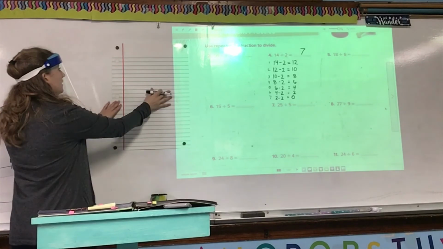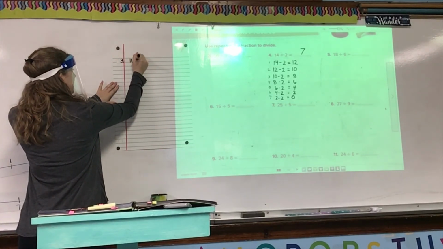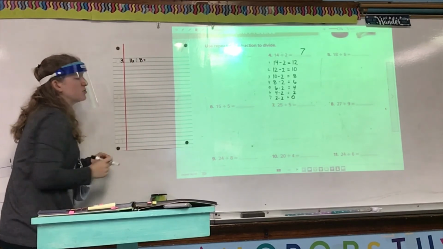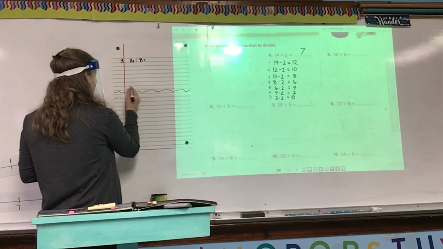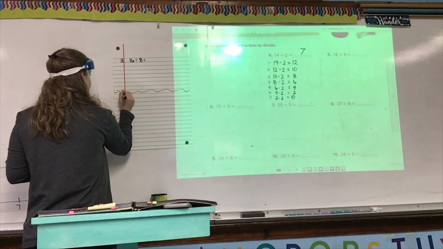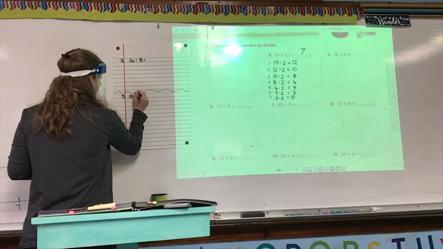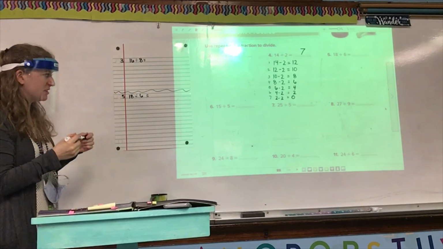So, set it up. Number 3. And then 16 divided by 8 equals, and then show your subtraction and your counting. Then you can do a squiggly line or a line like I did, and then we already did number 4, so you can go to number 5. 18 divided by 6 equals, show your work, and then so on.